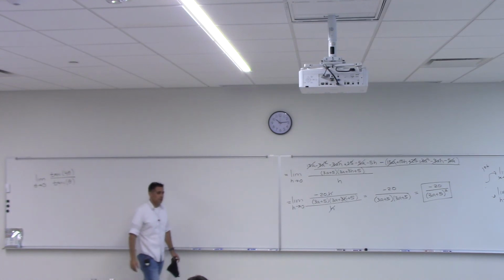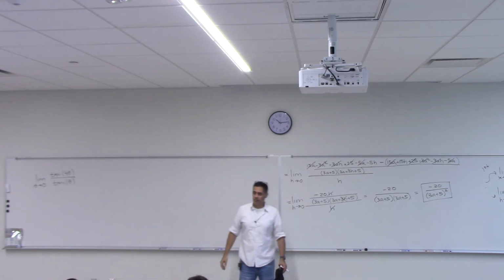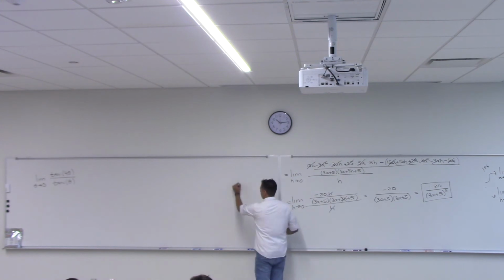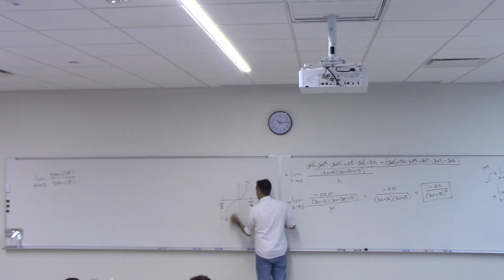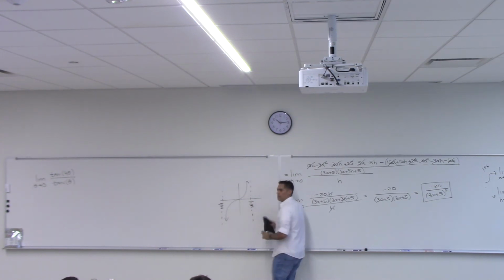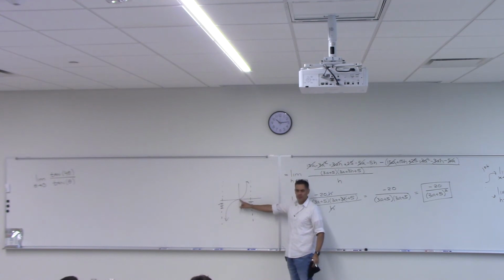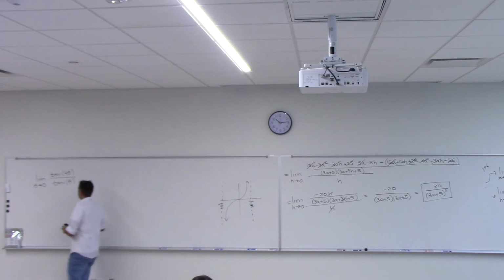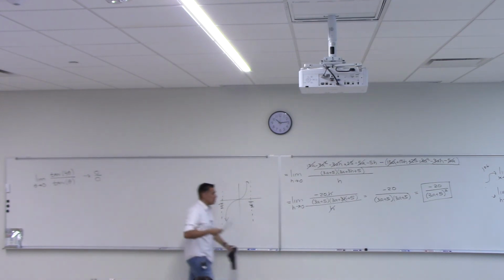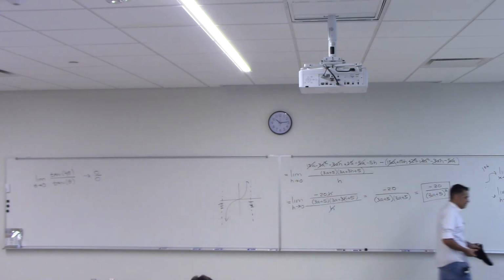What's tangent of 0? Zero. Tangent of 0 is 0. So this is 0 over 0, right? So this is bad. We've got to do some sort of algebra or some sort of trick, right?